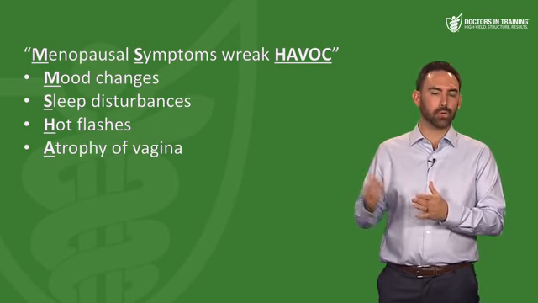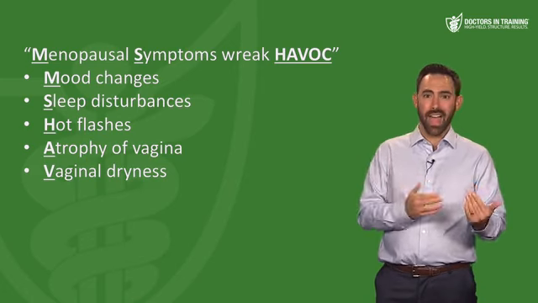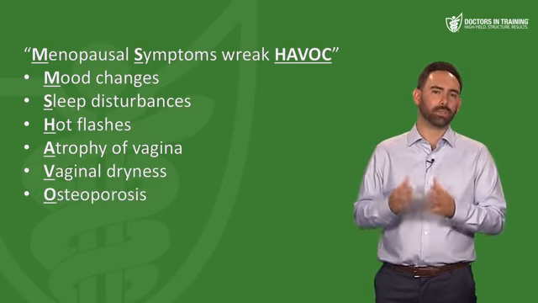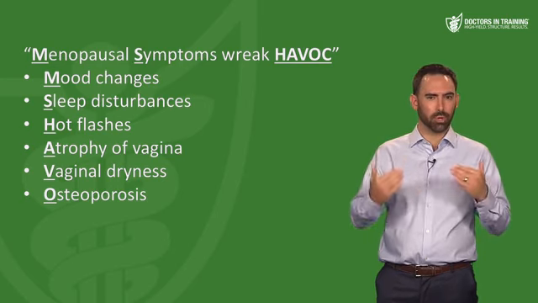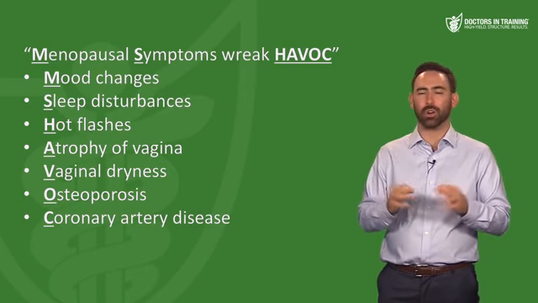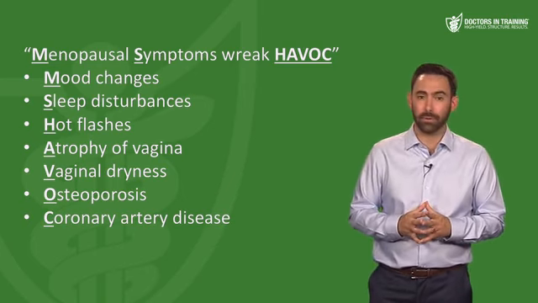A is for atrophy of the vagina, which leads to vaginal dryness, and that leads to dyspareunia, which is pain with intercourse. O is for osteoporosis because bone loss accelerates after menopause. And C is for coronary artery disease. The risk of coronary artery disease increases after menopause.